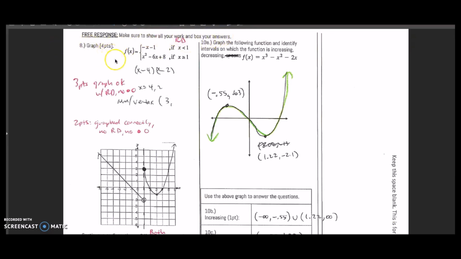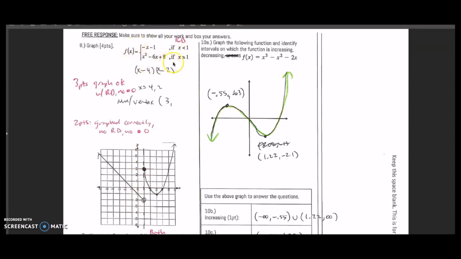Number 8 tells you to graph f of x, and it gives you 2 pieces, negative x minus 1, and RD stands for restricted domain. This tells you if x is less than 1. And then f of x equals x squared minus 6x plus 8 if x is greater than or equal to 1. So the first thing I'm going to do is recognize that they both have a value at 1. So this dotted line here at 1 on the x-axis is not an asymptote, but it tells us this boundary direction.